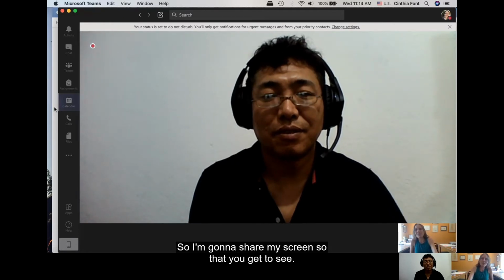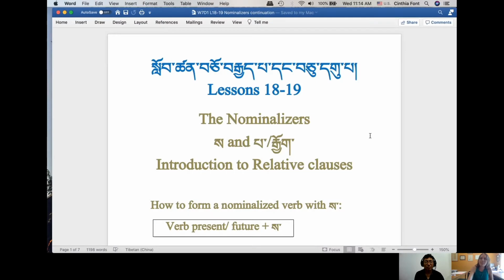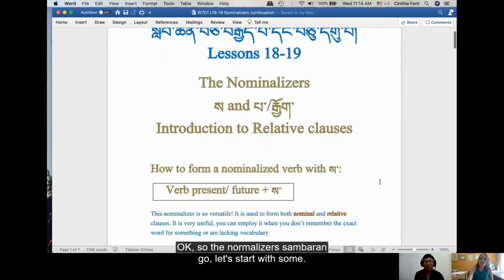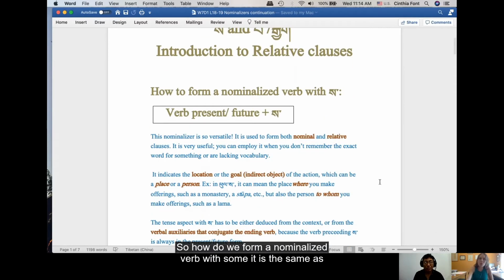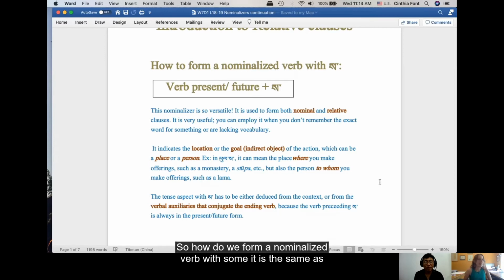So I'm going to share my screen so that you get to see. Okay, so the nominalizers sa, pa, and yo. Let's start with sa. So how do we form a nominalized verb with sa? It is the same as we have been learning with yak and ken. The verb is in the present future, followed by sa.